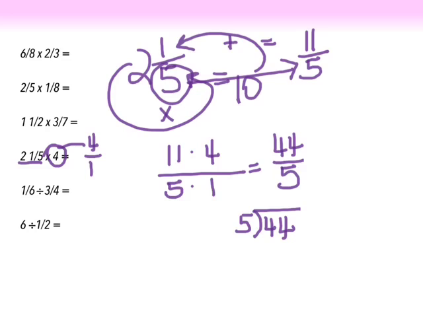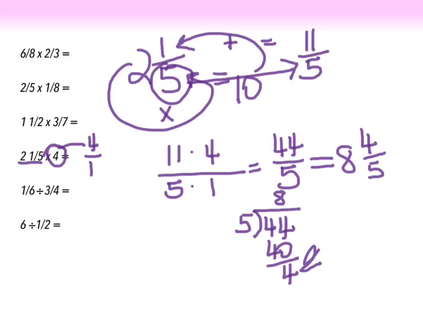Five will go into 44 8 times. 8 times 5 is 40, with 4 remaining. So 44/5 is the same as 8 and 4/5, 4 being my remainder and 5 being my denominator.